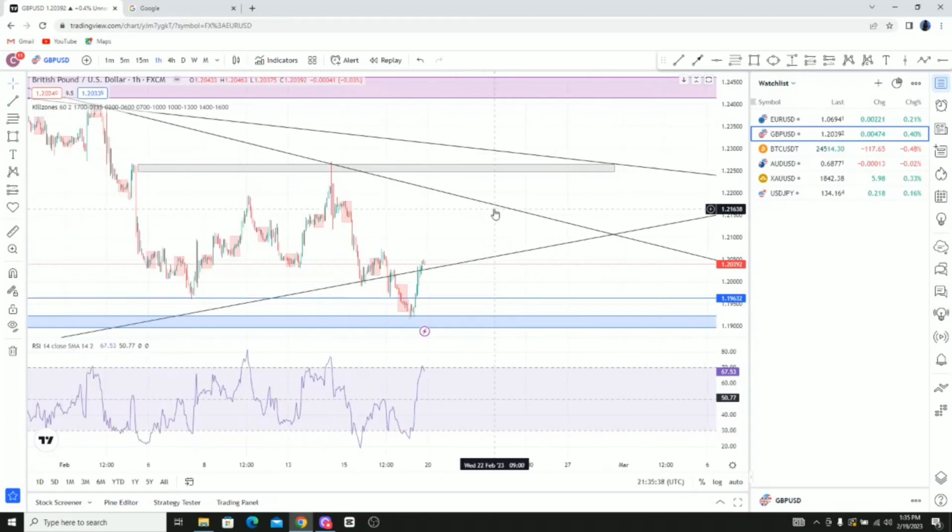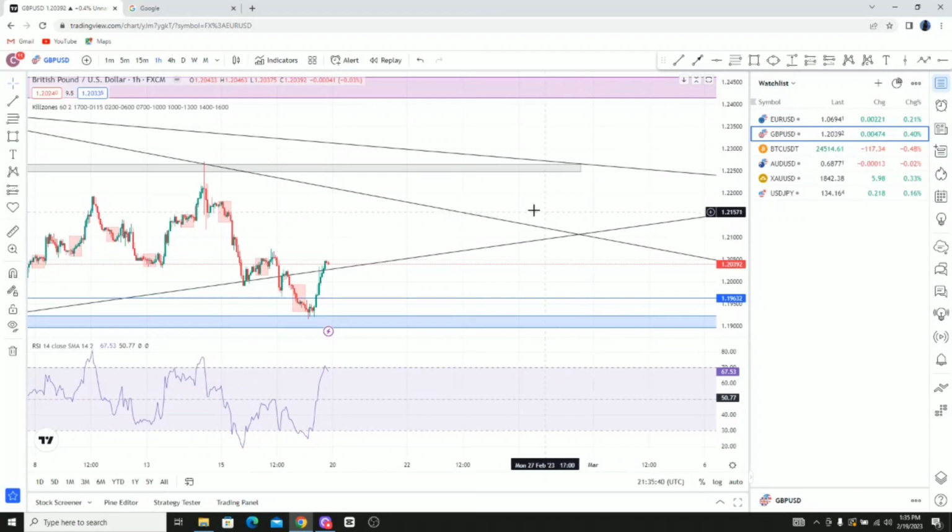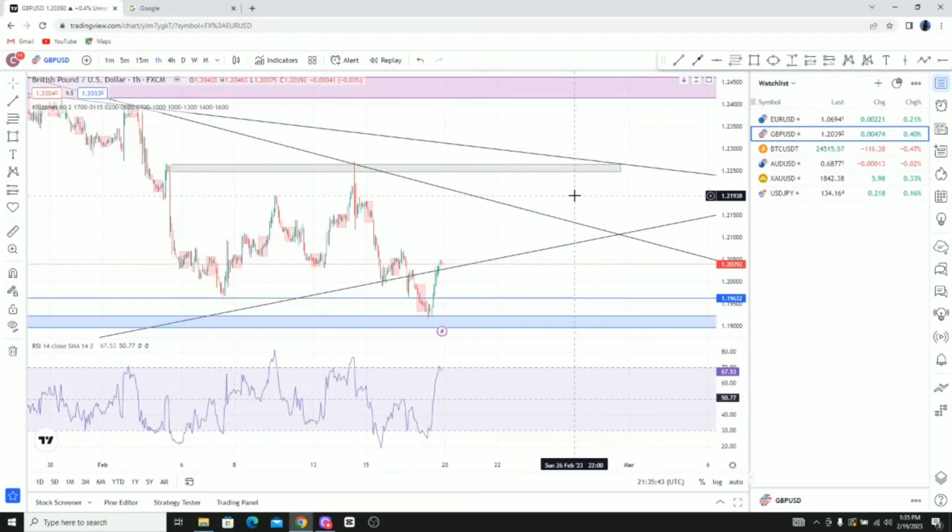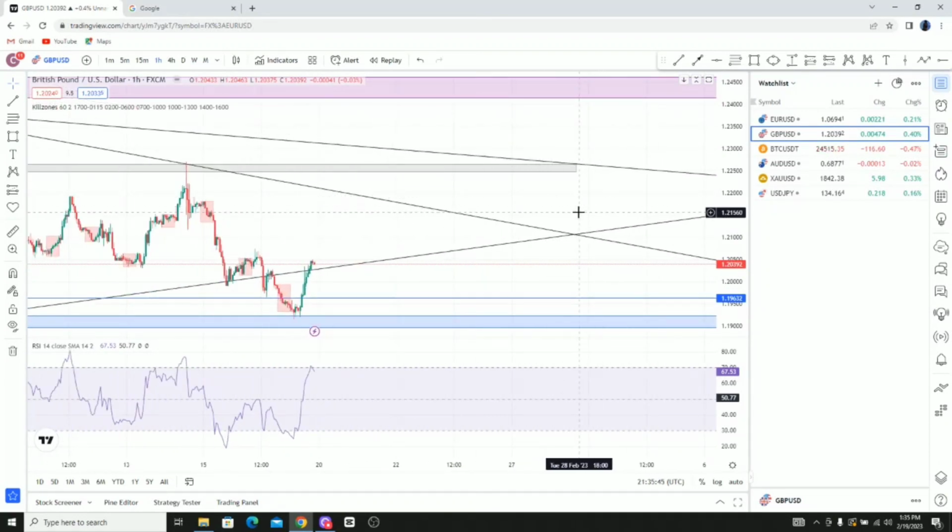So that was how GBP USD is, and it looks like this trade is going to be profitable. So let's go to USD JPY and see what has been going on around here too.